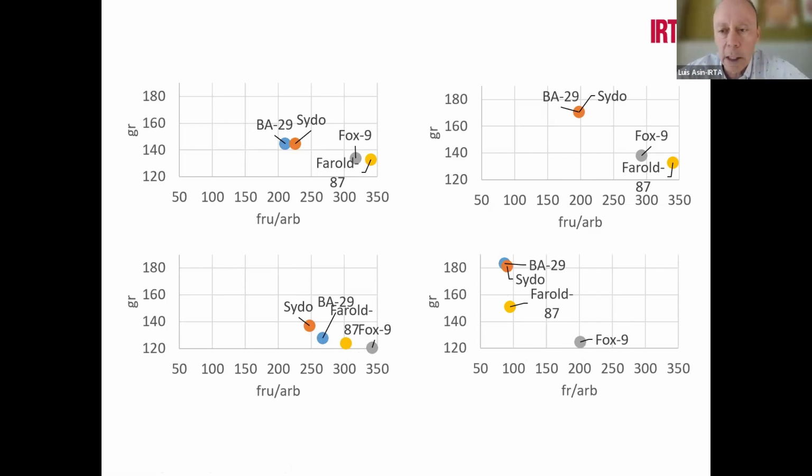Our conclusion is, if your growing conditions, from the point of view of the climatic conditions of the year, the fruit set of the year, and the soil, are such that you predict that the fruit weight will be higher, going with BH29 and Sido is a good option, because you have an important advantage in this year and this year. But if for your cultivar or your climate conditions fruit weight is not important, going with a Pyrus rootstock like Fox 9 or Farold 87 would probably be a good option.